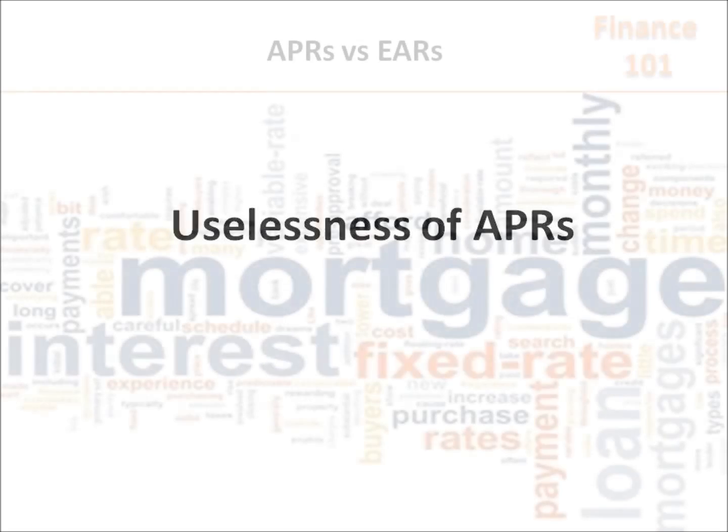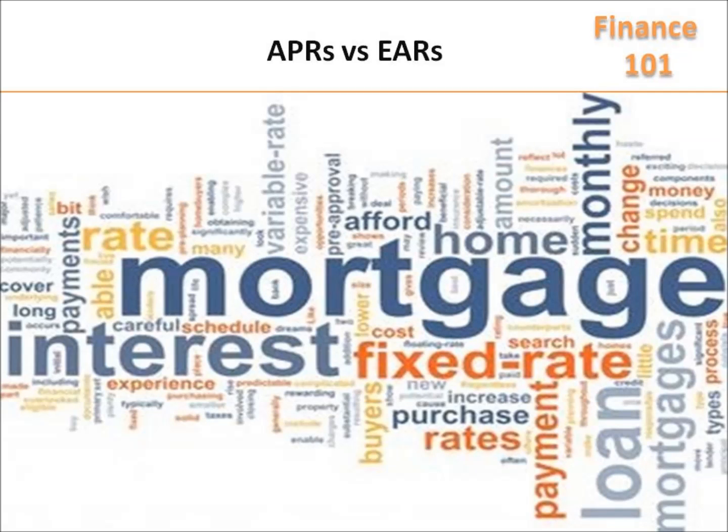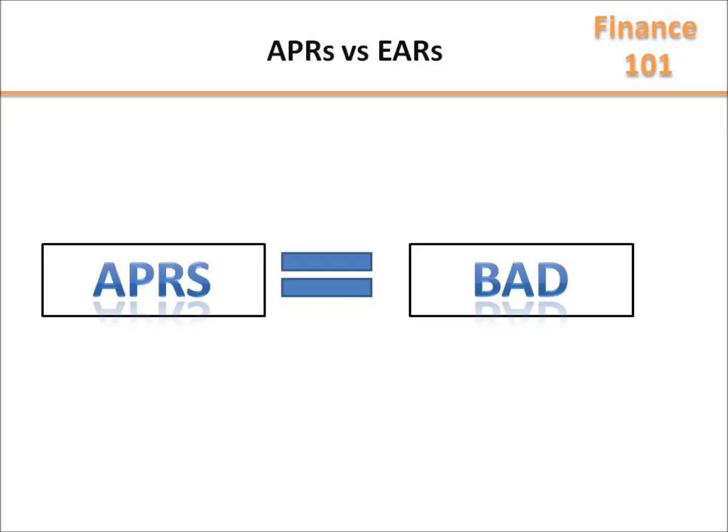Annual percentage rates, APRs, is a percentage rate that represents the yearly interest on a loan. It may sound like a good number to be using when evaluating a loan, but no, APRs are based on simple interest and do not account for the compounding interest over the years. It is essentially useless, unless the loan is compounded only once a year.